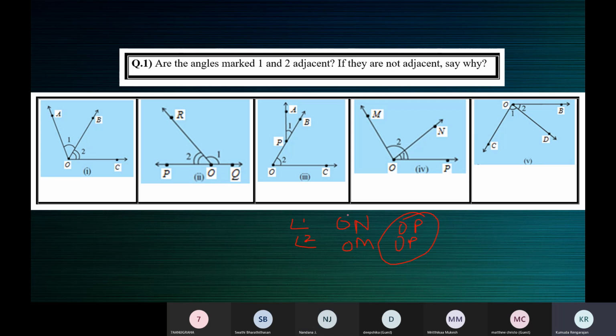Which are the non-common arms? Ma'am, ON and OM. These are the non-common arms. This is the common arm, OP. These are the non-common arms, ON and OM. Where do they lie? Do they lie on opposite sides of the common arm, OP? Yes, ma'am.